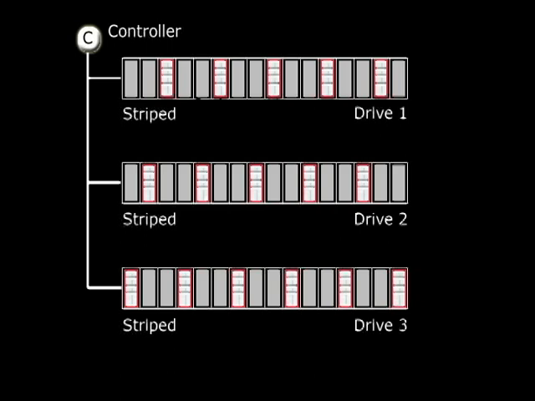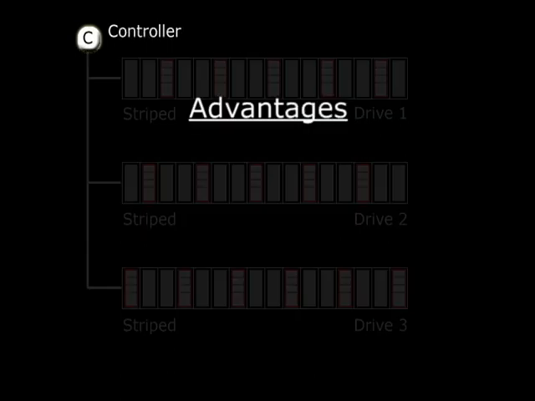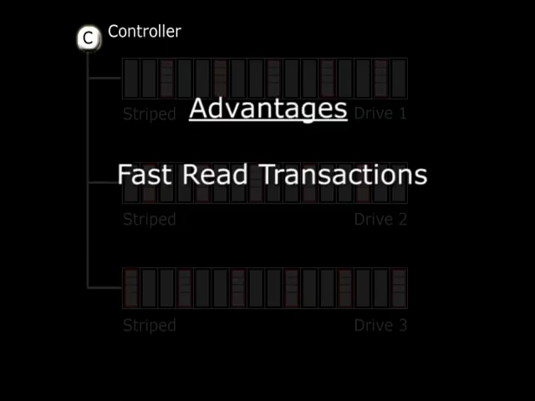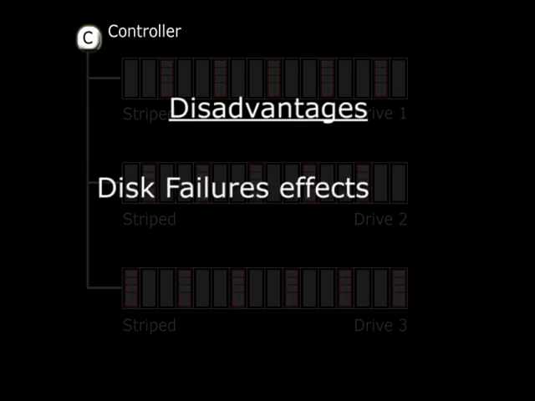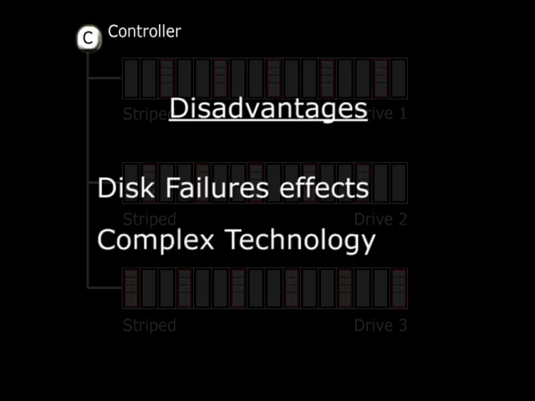Often, extra cache memory is used on these controllers to improve the write performance. Advantages. Read data transactions are very fast, while write data transactions are somewhat slower, due to the parity that has been calculated. Disadvantages. Disk failures have an effect on throughput, although this is still acceptable. Like RAID 3, this is complex technology.